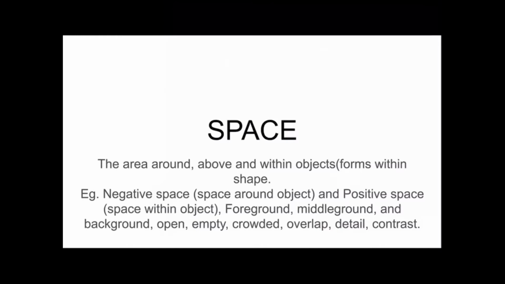Forms within the shape. Some examples are negative space, which is the space that's around an object, and positive space, which is the space within the object. I'm going to show you some examples that will help explain that in more detail. And you also want to think about space when you're looking at a landscape.